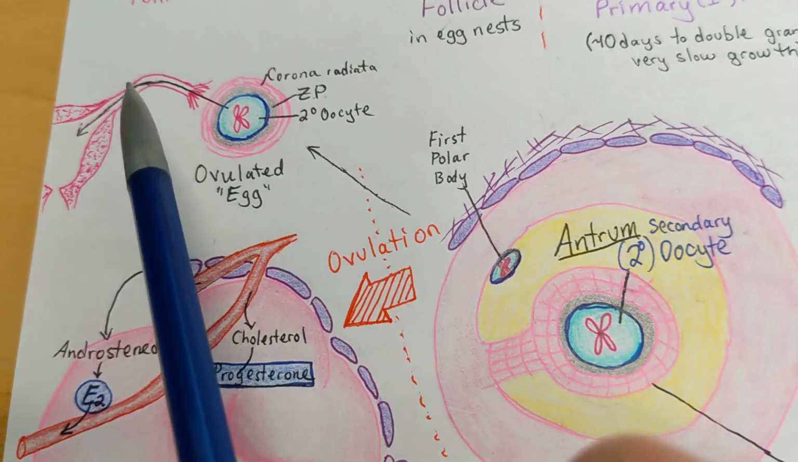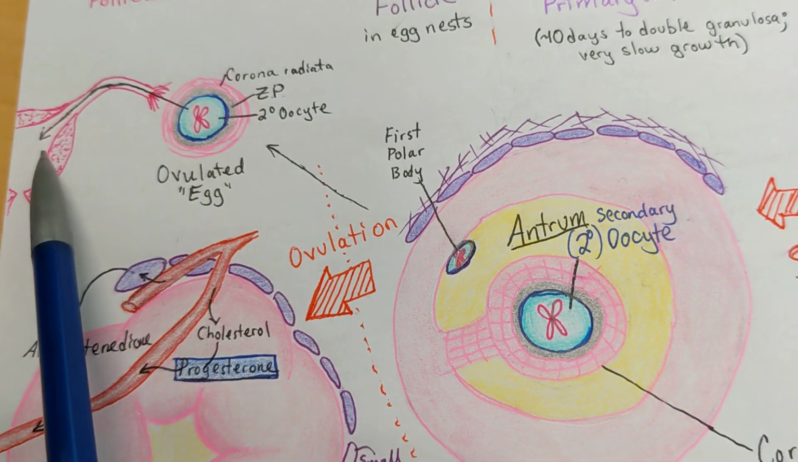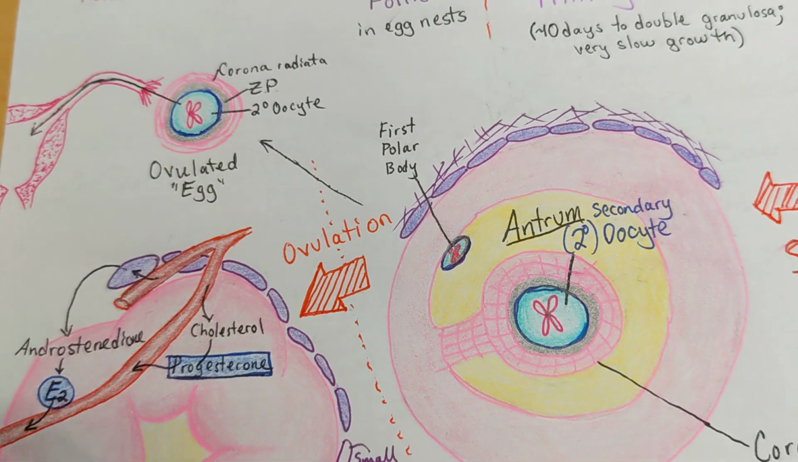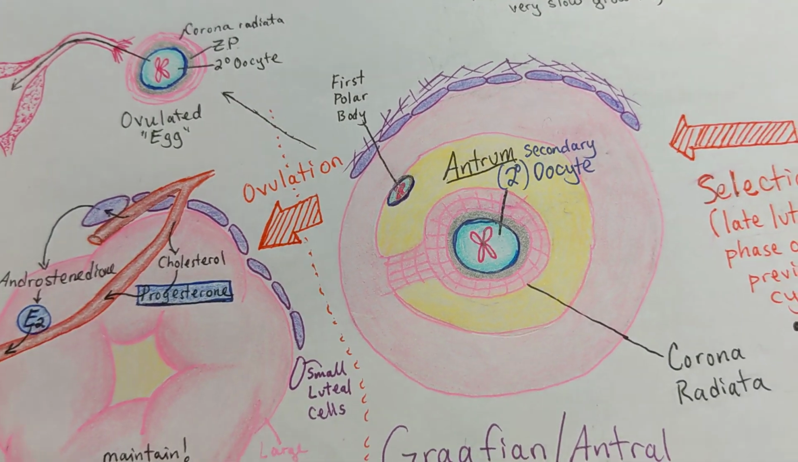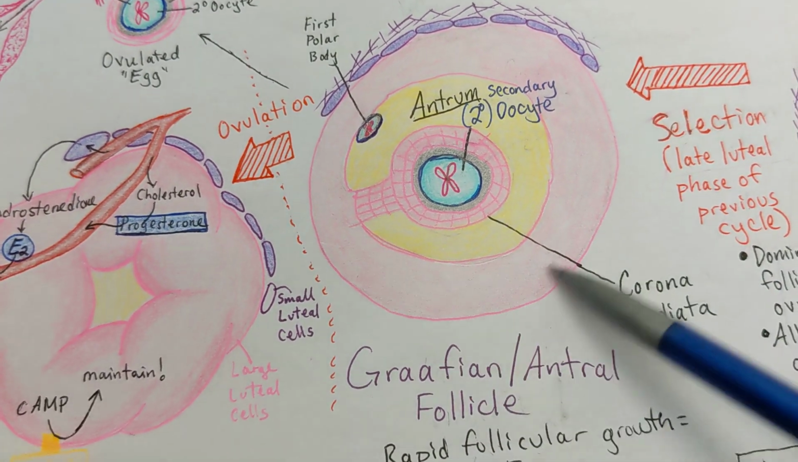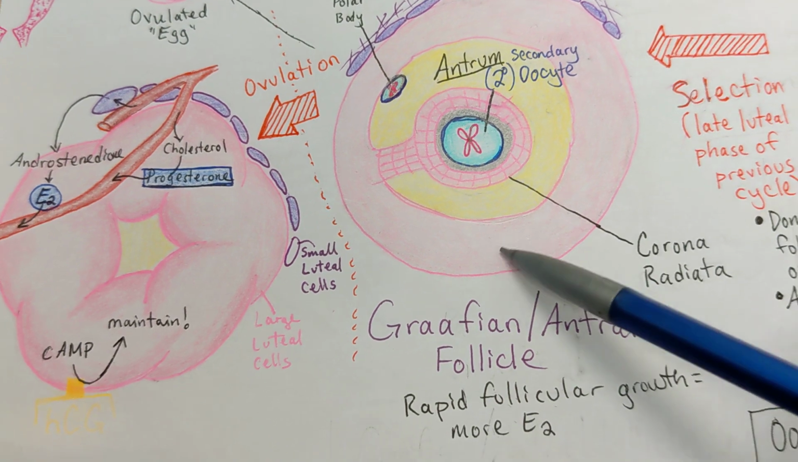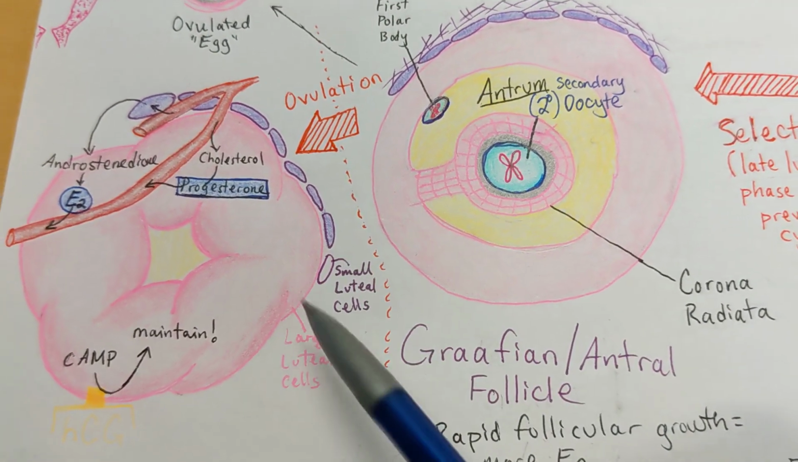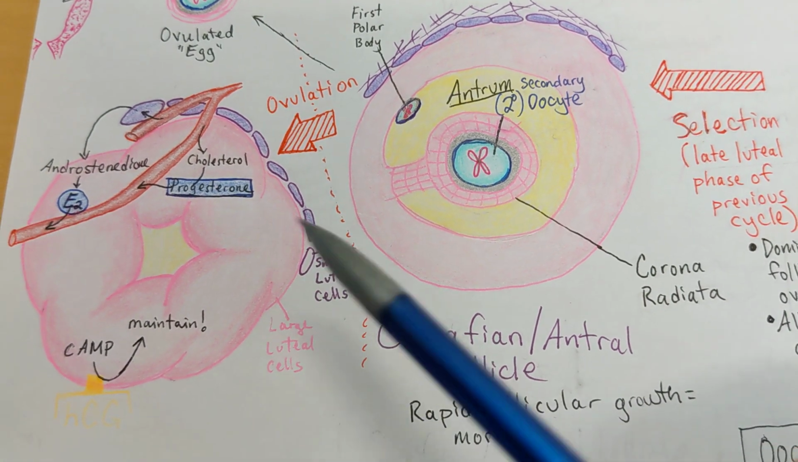While this is happening, so while the egg is being pushed towards the uterus and maybe being fertilized, maybe implanting, for these next days, the remaining parts of the follicle here, all of these thecal cells and all of these granulosa cells, remain behind in the ovary, but they don't just die off. In fact, they become even more active.